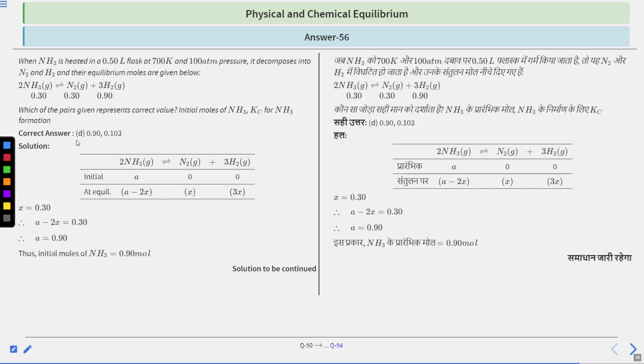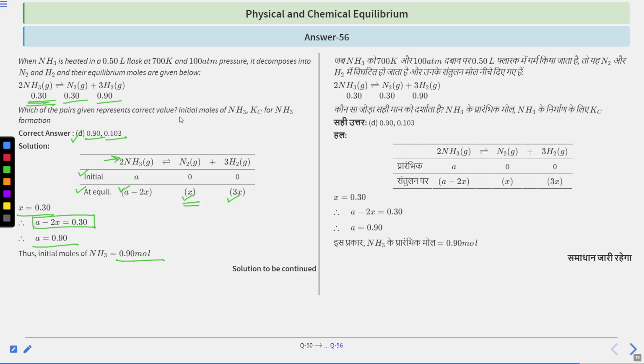Okay, so let's see. The correct answer is option D, that is 0.90 and 0.103. So this is the reaction given in the question. 2NH3 will give us N2 and 3H2. Initially, let NH3 be A moles, N2 is 0 and H2 is 0. At equilibrium, NH3 will become A minus 2x, N2 will become x, and H2 will become 3x. Now, as given, at equilibrium N2 is 0.3 moles, and we can see that at equilibrium N2 is x moles. So x will be equal to 0.3. Therefore, A minus 2x will be equal to 0.3 as given, and from this equation, A is equal to 0.9. Thus, the initial moles of NH3 is 0.90 moles, right?